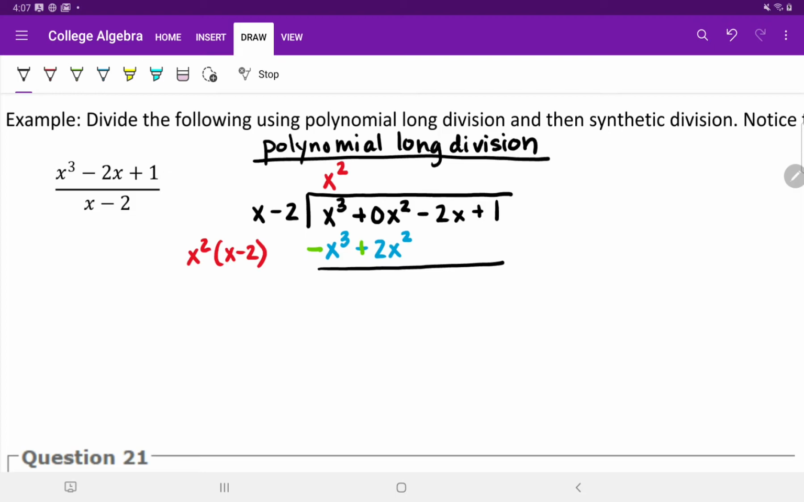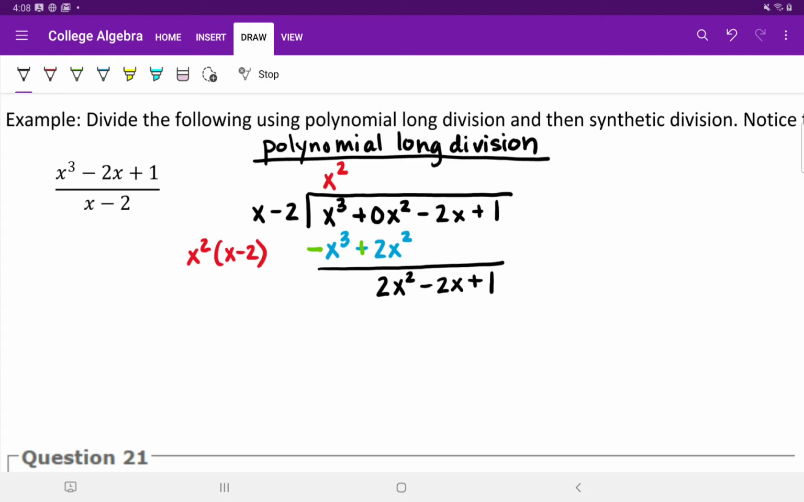On our next line, we combine all of our like terms. Our x cubed and our negative x cubed, these cancel each other out. Our 0x squared and our plus 2x squared combine to give us a positive 2x squared. And our negative 2x and our positive 1 don't have anything they need to combine with. So we're just going to carry those down.